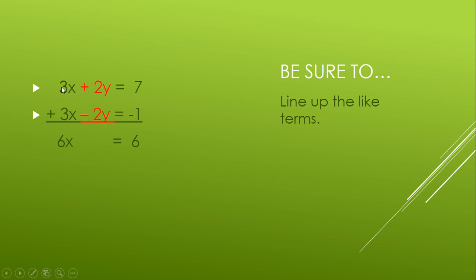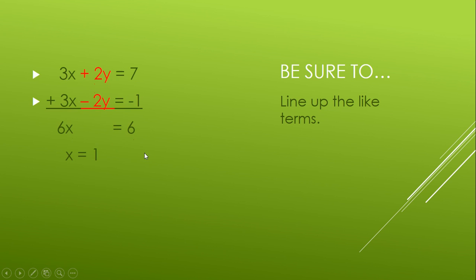These just add like normal. These are like terms. The 3x and the 3x gives us 6x. And then these add like normal, but really they subtract, don't they? Because really what we're saying is 7 minus 1. But remember in algebra, adding and subtracting are really the same function. So 6x equals 6. Well, we know that x is going to equal 1.